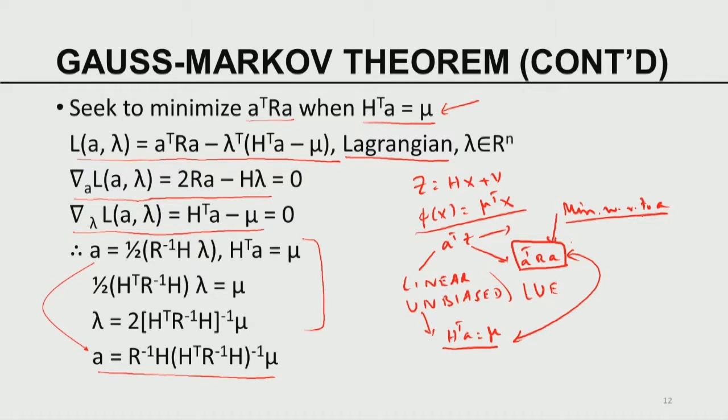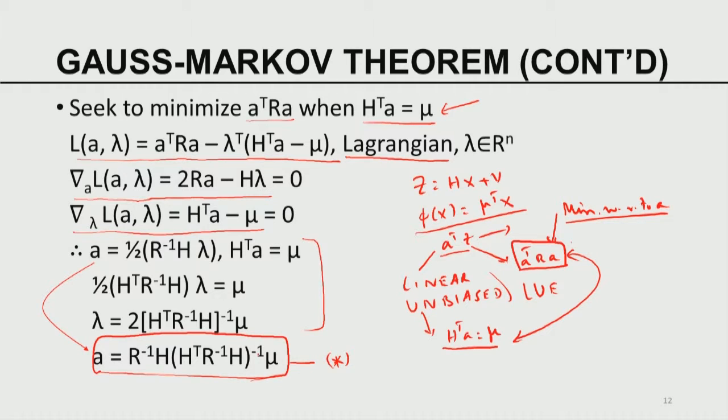I minimize this with this as a constraint using Lagrangian multiplier technique, with a little bit of algebra and simplification. I have now found a formula for the optimal A. What is this value? The A that I should use in my estimator is not coming out of the blue sky, but it is going to be decided by this structure, which is given by star.